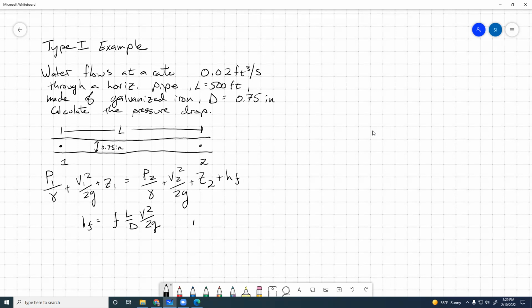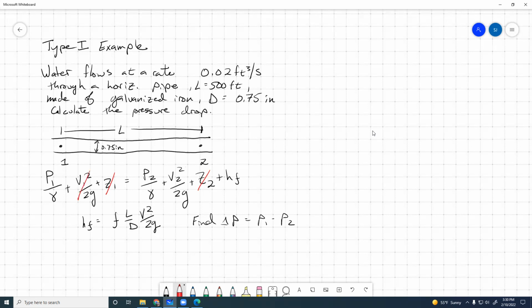And we want to find delta P, which is just equal to, we'll say, P1 minus P2. All right, so what do we do? Can we cross some stuff out? Okay, elevations cross out, horizontal. What else can we cross out?